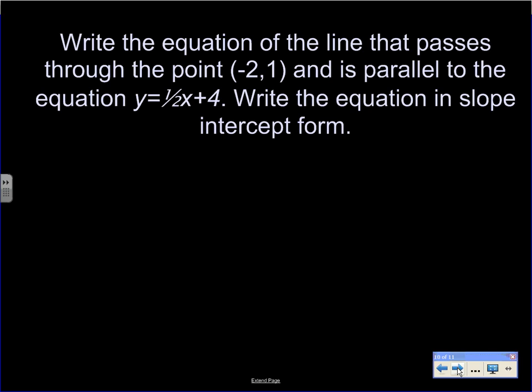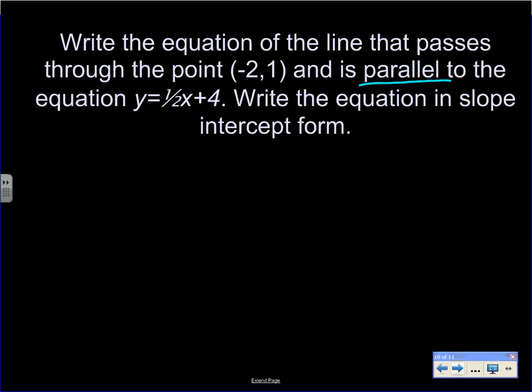Here we go. We have this situation here. It says write the equation of a line that passes through the point -2, 1 and is parallel to the equation y equals 1/2 x plus 4. Write the equation in slope-intercept form.